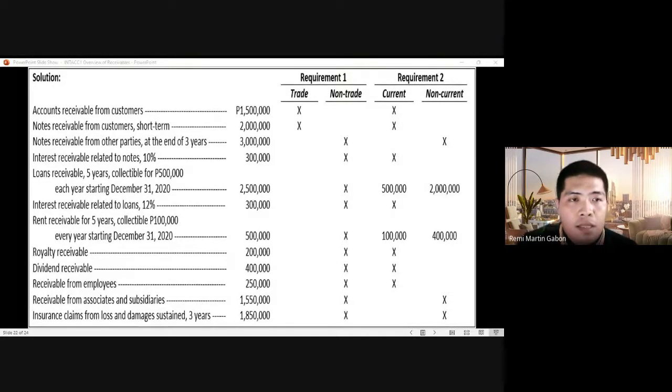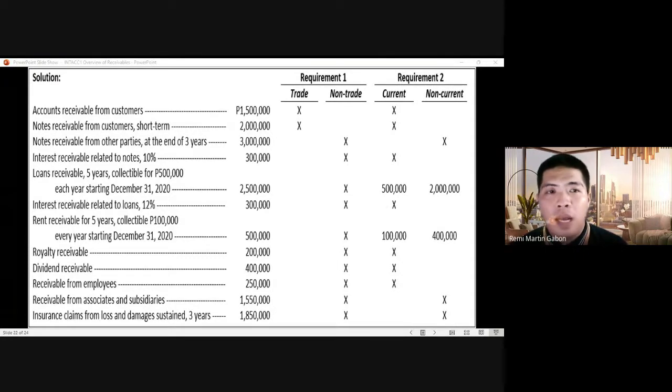Okay? Next, royalty receivable. So royalty receivable, non-trade, current. Dividend receivable, non-trade, current. Receivable from employees, non-trade, current. Okay? Non-trade, current. But sometimes, focusing on receivable from employees, other books will present it as receivable from employees and officers. Sometimes it will be referred to as accounts receivable - employees and officers. Sometimes receivable from employees are regarded as trade if they are referring to trading activities.